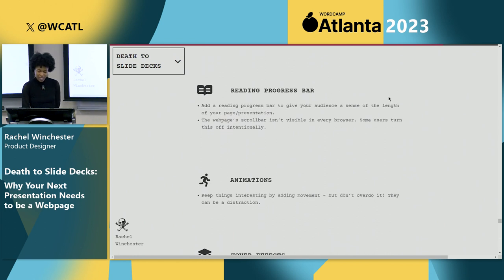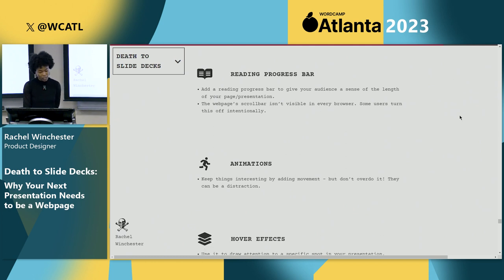Reading progress bar, so that's that red bar at the top that you see. As I scroll down the page, it gets longer and longer, so it shows you how close to the end I am. And sometimes the web page's scroll bar isn't visible in every web browser, so some users turn this off intentionally, so it's good to have that reading progress bar.